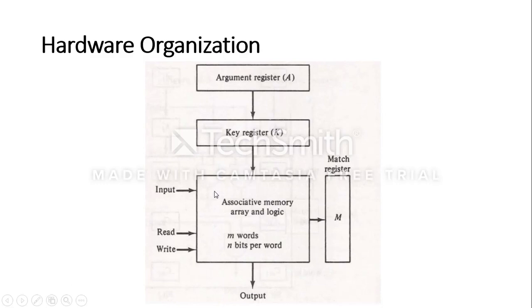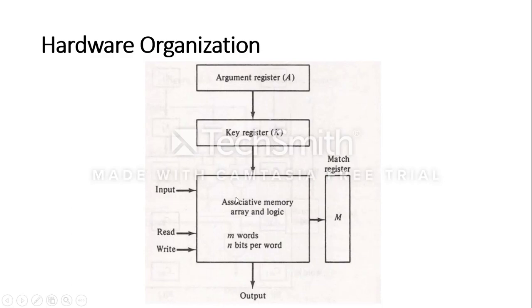Here, in general, the size of this associative memory array is m words, small m words. That means total m words are available in this associative memory array. The width of one memory word is n bits. That means at max you can store n bits in one word, and m such words are available in this array.